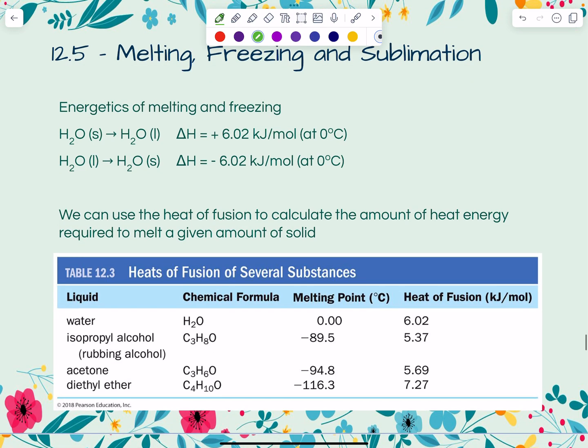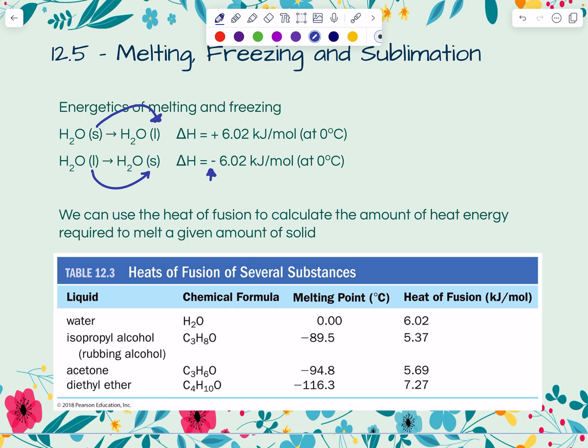We can do the same type of calculations with melting and freezing. Again, this is showing us that the energy needed to go from a solid to a liquid, in this case, I would need to add 6.02 kilojoules for every mole of water that's going to melt, and for every mole of water that's going to freeze, the water must lose. That's why the negative sign is there.